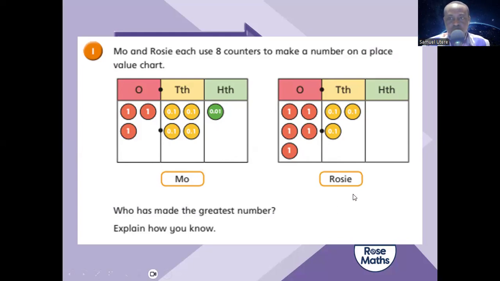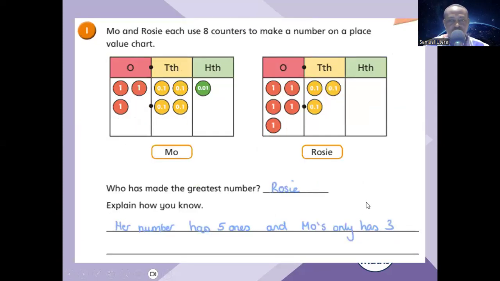Assuming you've paused the video and you've worked through question 1, here are the answers. Let's discuss them. So who has made the greatest number is clearly Rosie. Why? You can just look at the ones column, place value. We have 5 here, whereas we have 3.